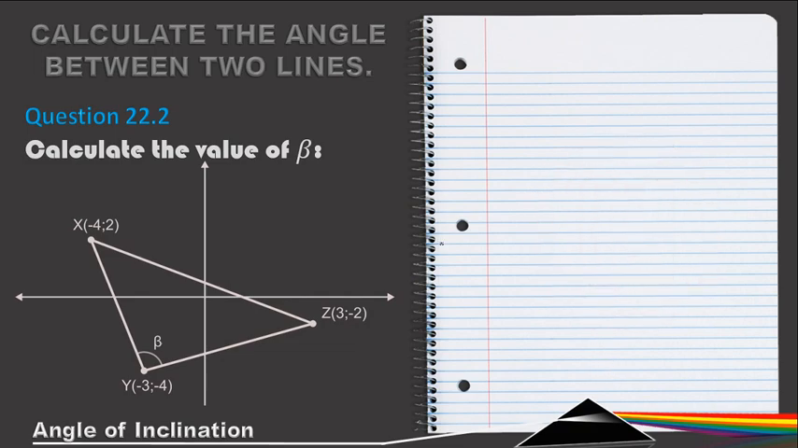Then for question 22.2, calculate the value of beta. Right, now this one is another tricky one, because if we find this angle over here and this angle over here, this is not like an exterior angle of a triangle. This would be extremely hard to actually get to beta from those two angles. So what we're going to do is construct a line over here.